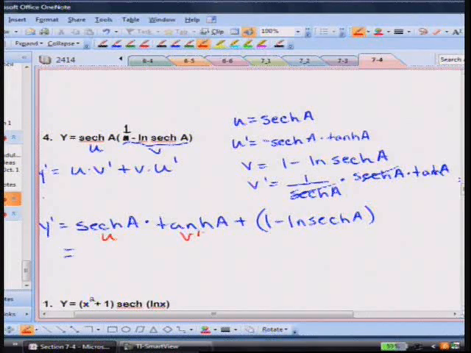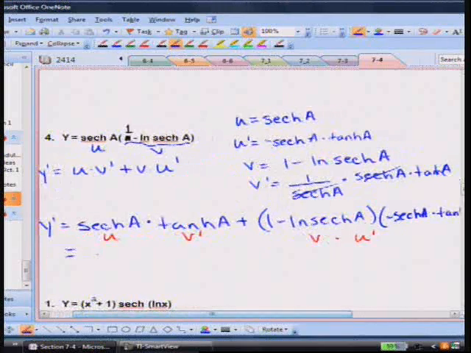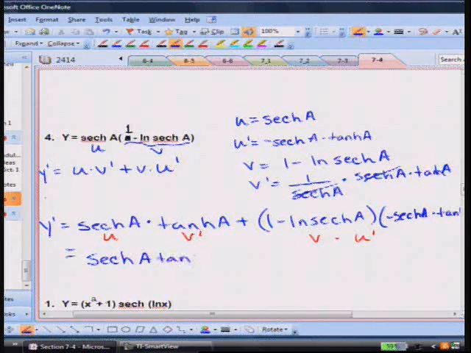U times V prime plus V times U prime. And U prime is the negative secant A tangent A, times the tangent. My excuse is, since I've started teaching, I've gone to this method where I find them all differently, but I don't use it. If I were just doing this by hand, I would just do it without that. I actually confused myself. I guess I'm not concentrating. Okay, so this is hyperbolic secant A tangent A.